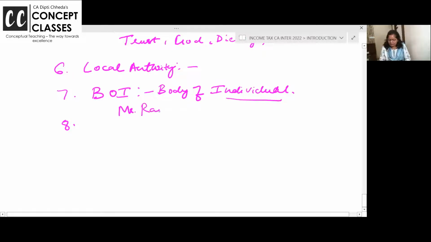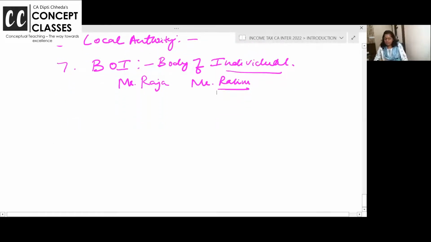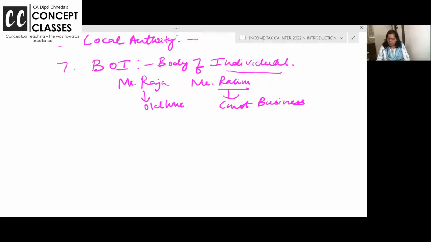Now, Mr. Raja is having an ancestral property, very prime location, but it's an old house. And Mr. Rahim is having a wonderful construction business. Listen to the example. If you want, I'll give you time to write, but ye dhyan se suno. Raja is having old house. Rahim is having construction business. This is a very popular example in income tax और इसके लिए खास एक section भी आया है 45A में.